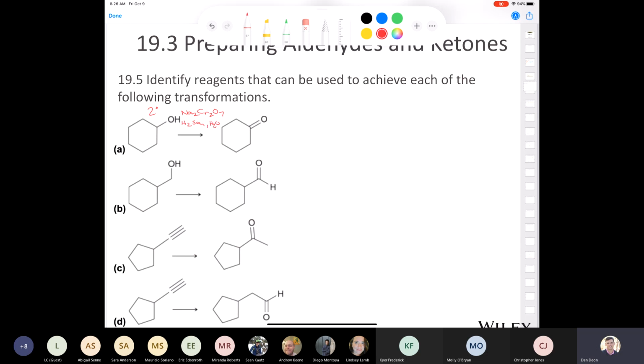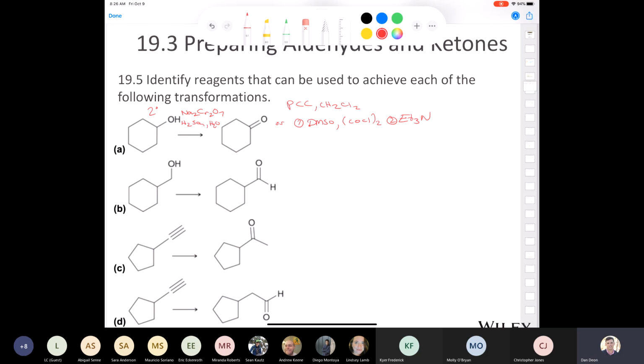Other options are things like if you want to use pyridinium chlorochromate and dichloromethane, that'll work. If you wanted to do a Swern oxidation, or dimethyl sulfoxide and oxalyl chloride, followed by treatment with triethylamine, that will also oxidize that secondary alcohol to a ketone.